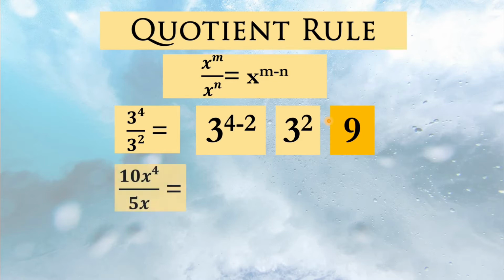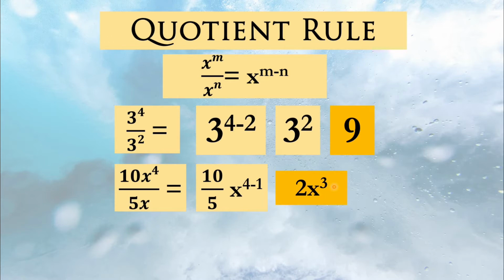Okay, next, so what do we do here? We divide the coefficients. 10 divided by 5 is 2, and then do the quotient rule. Same base, copy the base, x, and then subtract the exponents. You have 4 and 1, 4 minus 1. When we write them down, you still have 10 divided by 5, copy the base, x, and then subtract 4 minus 1. So now we can divide your coefficients, the whole numbers. 10 divided by 5 is 2, and then x raised to 3, because 4 minus 1 is 3.